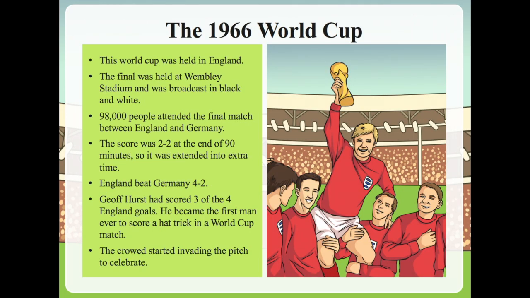The 1966 World Cup. This World Cup was held in England. The final was held at Wembley Stadium and was broadcast in black and white on TV. 98,000 people attended the final match between England and Germany. The score was 2-2 at the end of 90 minutes, so it was extended into extra time. England beat Germany 4-2 by the end of the match.